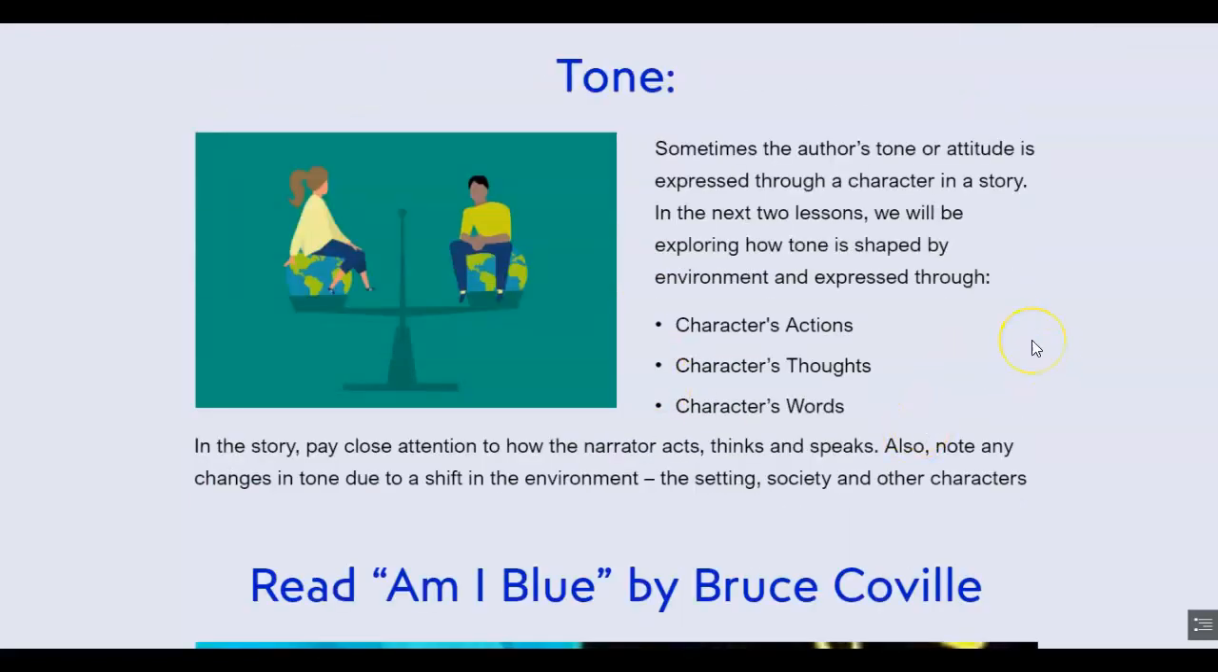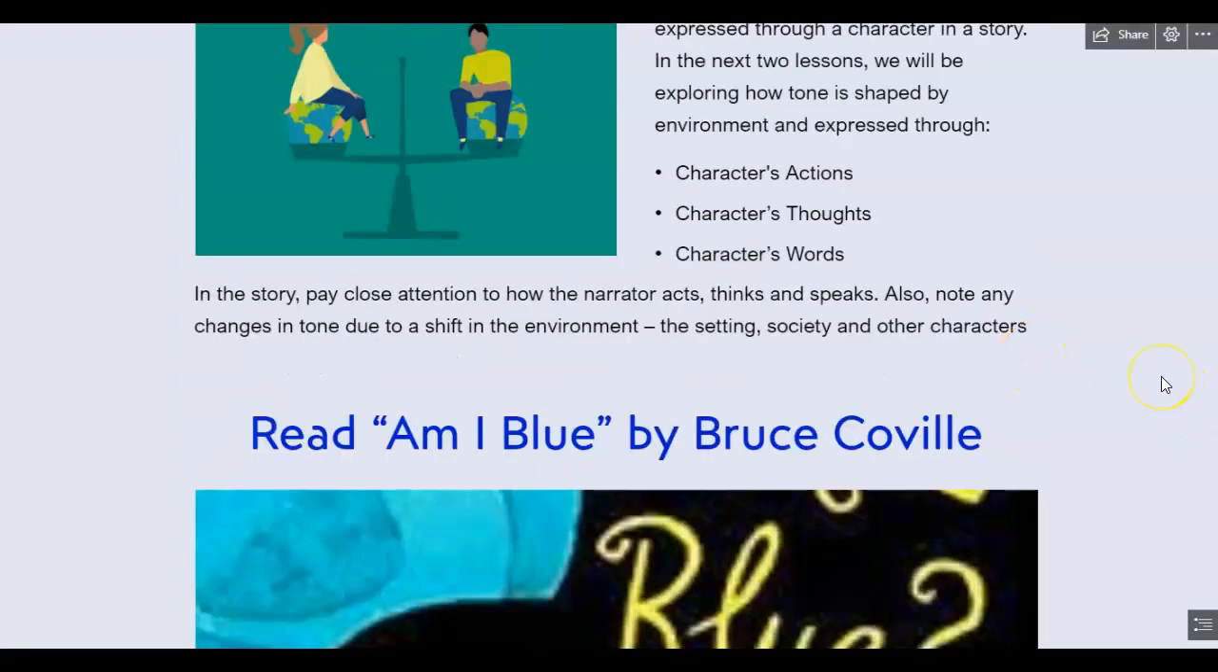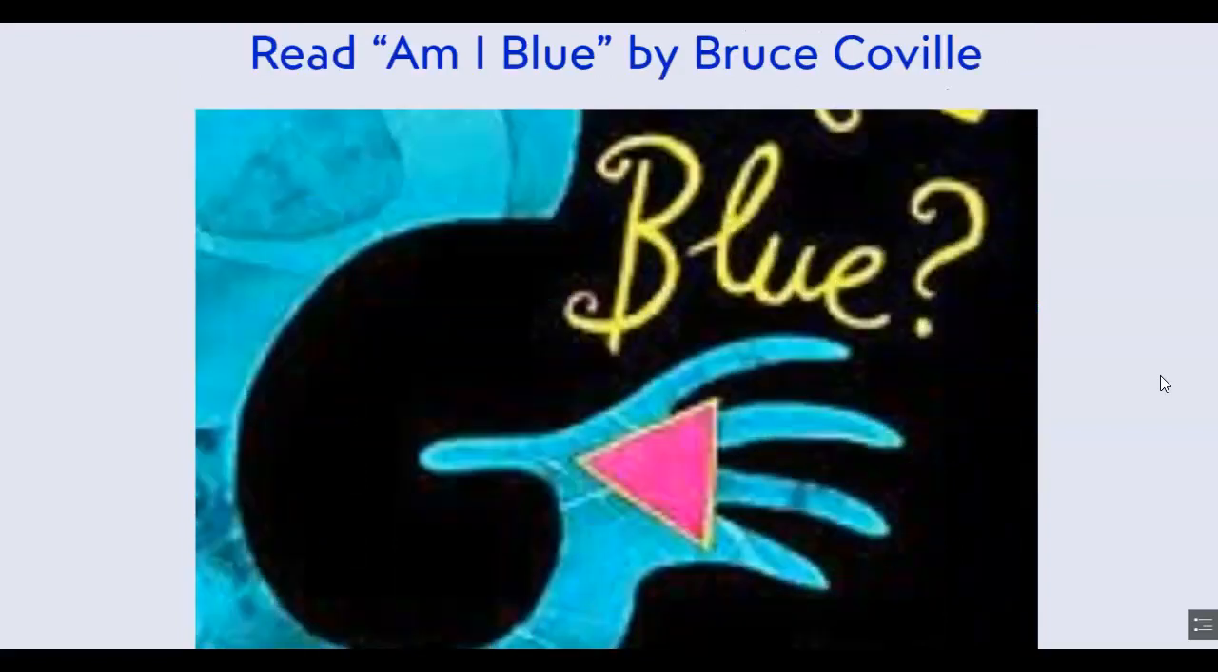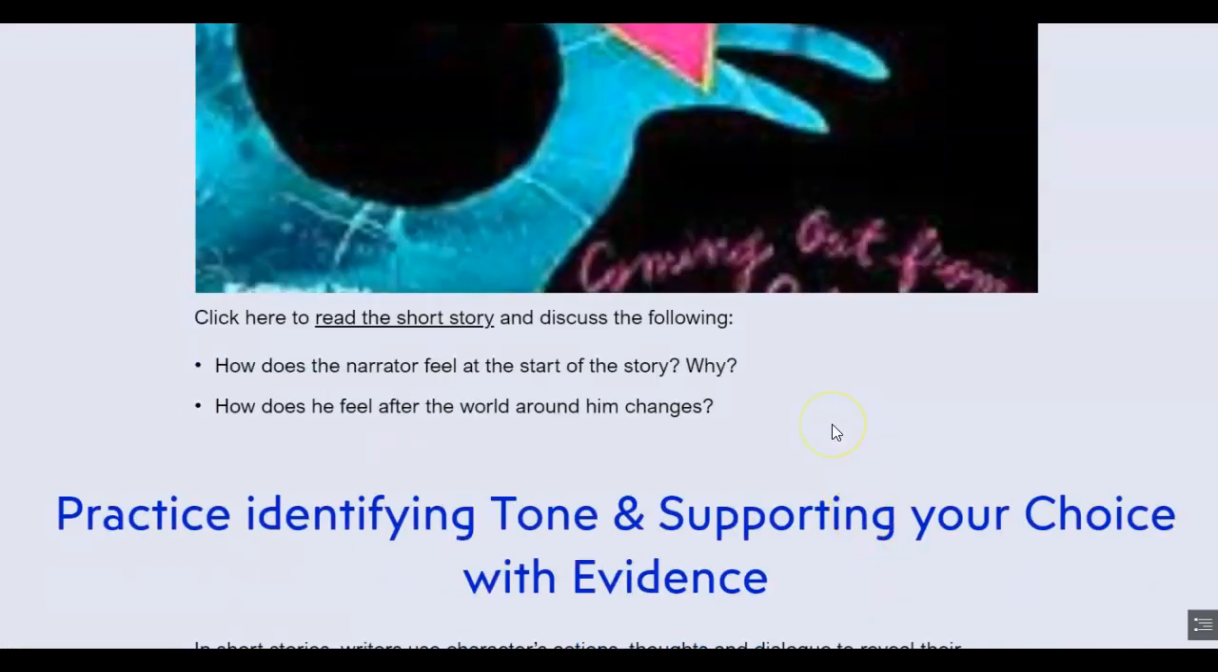All right, so tone. Sometimes the author's tone or attitude is expressed through a character in a story. In the next 2 lessons, we will be exploring how tone is shaped by environment and expressed through characters' actions, thoughts, and words. In a story, pay close attention to how the narrator acts, thinks, and speaks. Also, note any changes in tone due to a shift in the environment, the setting, society, and other characters. We're going to read the story Am I Blue by Bruce Coville, and you can click on it right here, or you can click on it in the assignment, and you'll have the PDF pop up for you.